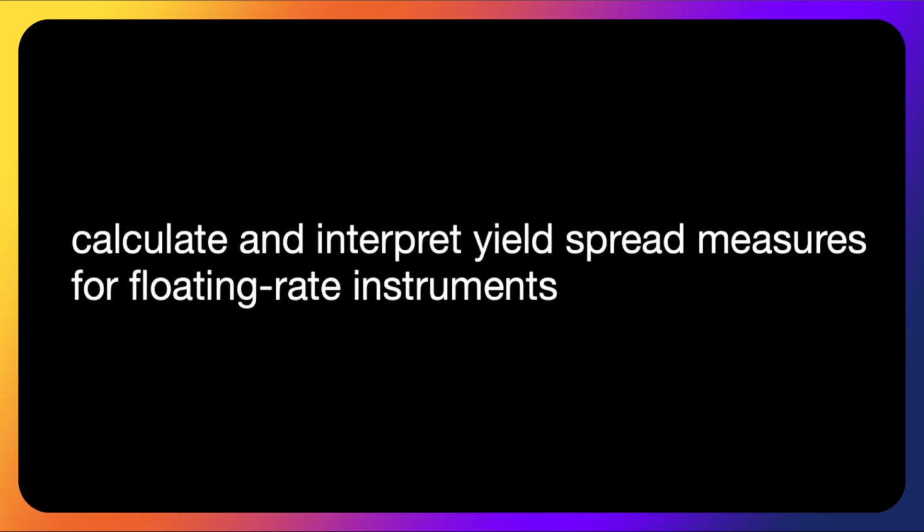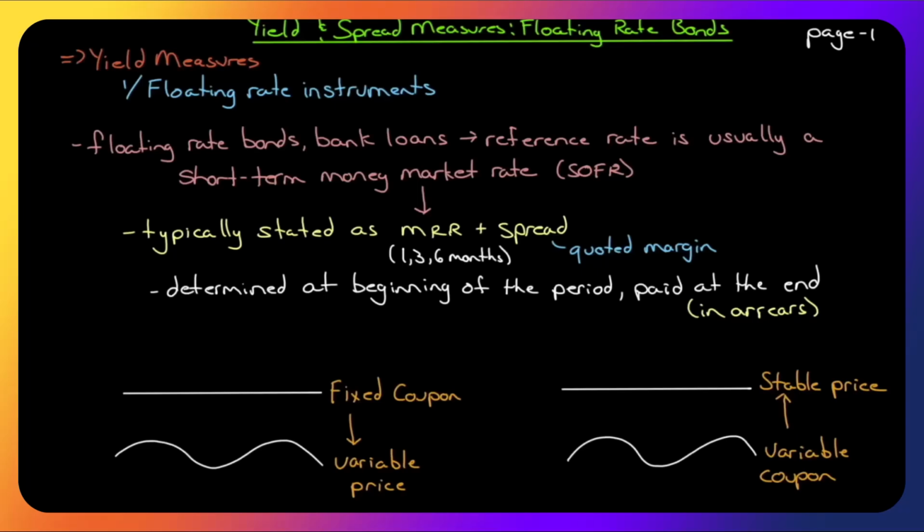Calculate and interpret yield spread measures for floating rate instruments. And again, I'm drawing your attention to the word calculate here. Okay, floating rate instruments. This could refer to floating rate bonds or bank loans. The reference rate is usually some short-term money market rate, such as SOFR, the Secured Overnight Funding Rate.